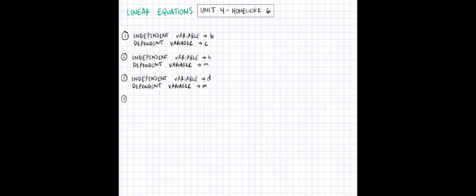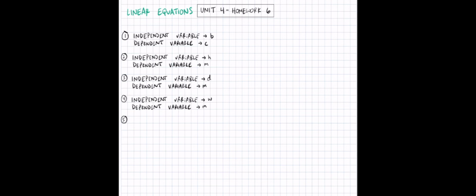For a fourth one here, let's see what we got. Let's say the number of gifts you can make, M, and the number of weeks you have, W. So remember, W is time. That's always going to be independent. If you have more weeks, you can make more gifts. For the gifts, I think I'm using M here, so that depends on how many weeks we have, okay?